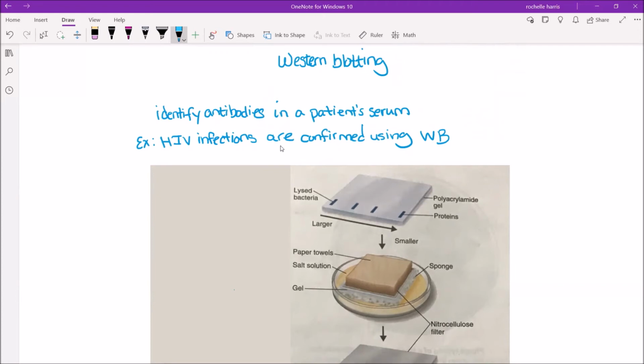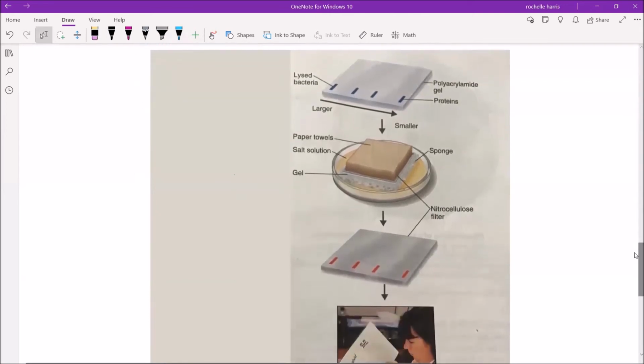Western blotting is another test that helps to identify antibodies in a patient's serum. An example here is HIV infection. This infection is confirmed using Western blotting. So I'll cover these steps. Step one, we are using electrophoresis.